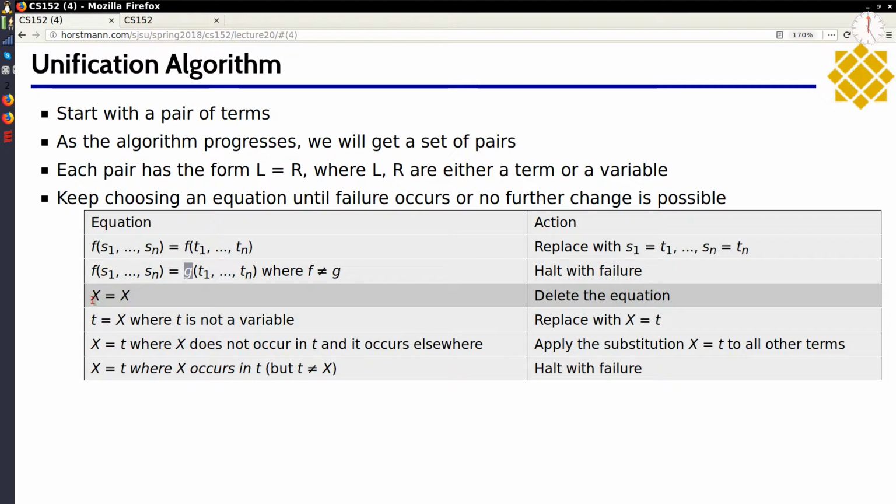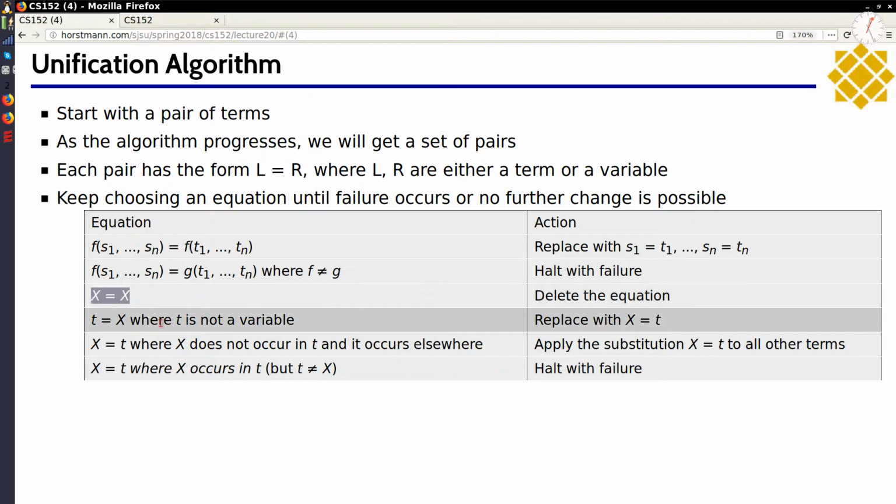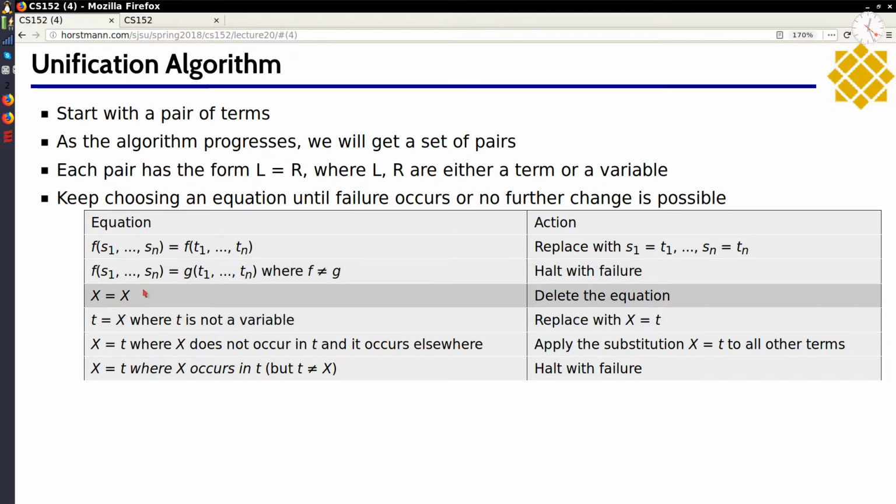Let's say that you have the case x equals x. You just throw it out. It could happen sometimes. Let's say you have a term on the left that's not a variable, and you have a variable on the right. Then you just turn it around so that you have the variable on the left. At this point, any variables must be on the left-hand side, and you're not going to have an identity.